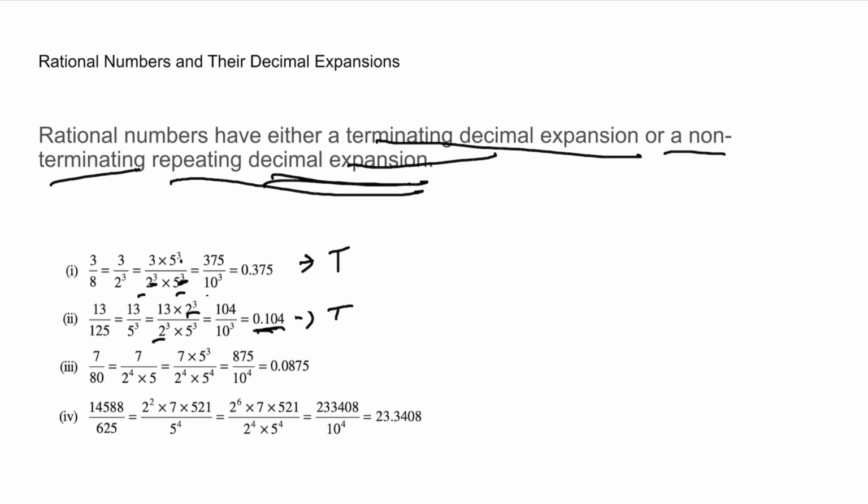0.104. So once again this is a terminating one. For 7 to the power 80, we once again have the same formulas that we can multiply 2 to the power 4 into 5 to get 80. Then I could multiply 7 into 5 to the power 3 and also multiply 5 to the power 3 in the denominator, which would make m and n both equal in the denominator, which once again would give us a terminating decimal expansion, and so is the case with our example number 4. It is also a terminating decimal expansion.